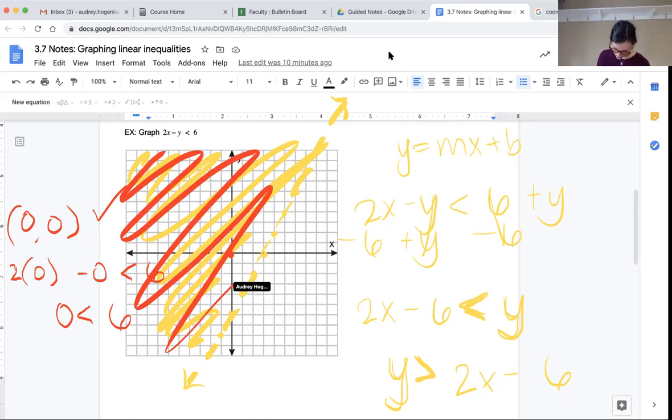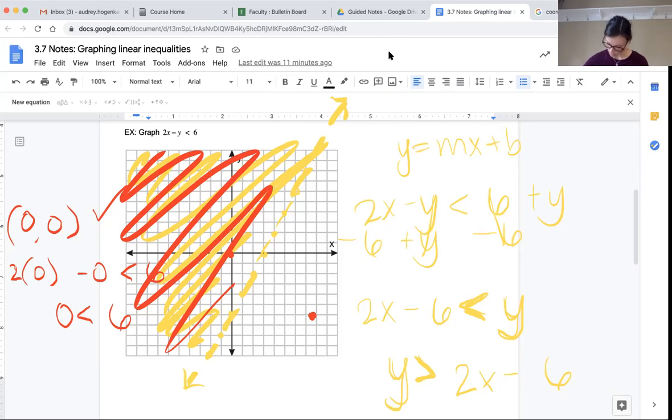If I had picked a point down here, my inequality would not be true, which would lead me to know, okay, it's the other part. So you can pick a point to help you determine, okay, where is my solution region? So that's literally it for graphing inequalities. Just graph the line and then figure out, okay, where's my solution region? So that is it on graphing inequalities.